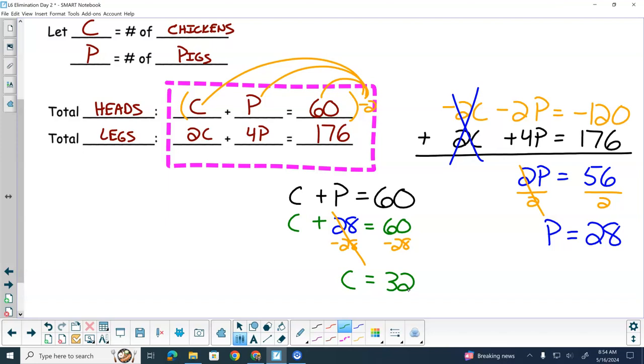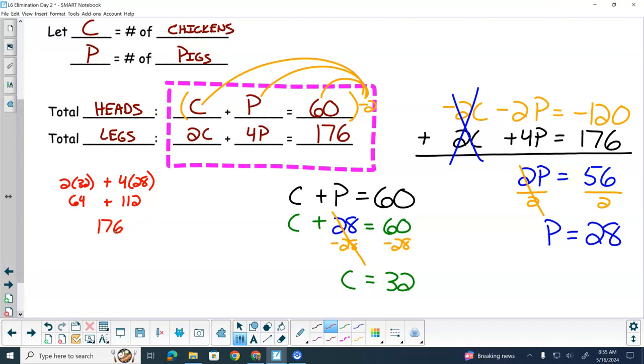Quick check. 32 plus 28 is 60, so I have 60 heads in the field. That's good. A chicken has 2 legs. That means 2 times 32 is 64. A pig has 4 legs. 4 times 28 is 112. 64 plus 112 is 176. We have 176 legs in the field, just as the problem told us.